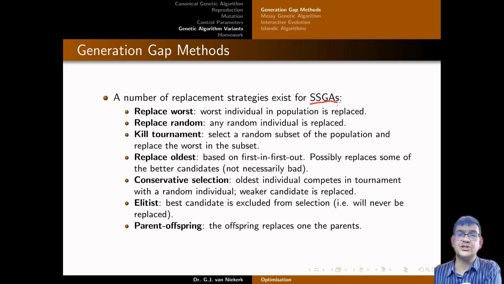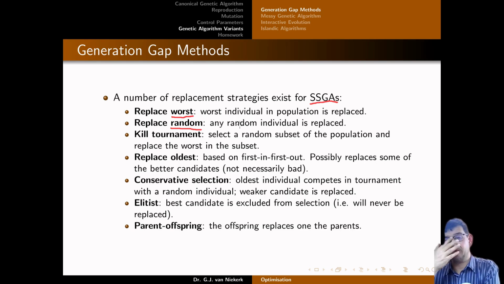Now, for SSGAs, we need to find a way on how are we going to replace an individual in the population with this newly created individual. So you could have a replace worst, take the absolute worst individual and replace that. You could have a replace random.